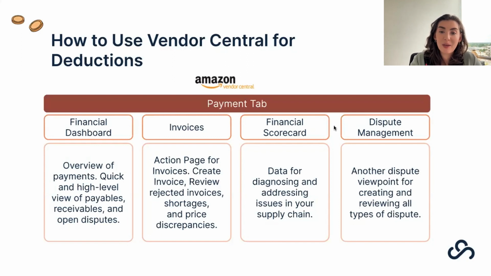That third tab is financial scorecard. So this is the data for diagnosing and addressing issues in your supply chain. And it's going to be more related to your shortages and your invoices rather than your shipping, your supply chain invoicing defects that we've talked about. Those are going to be in operations management, which is under a different tab.